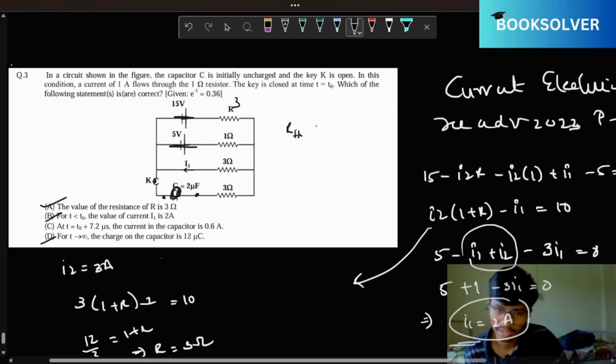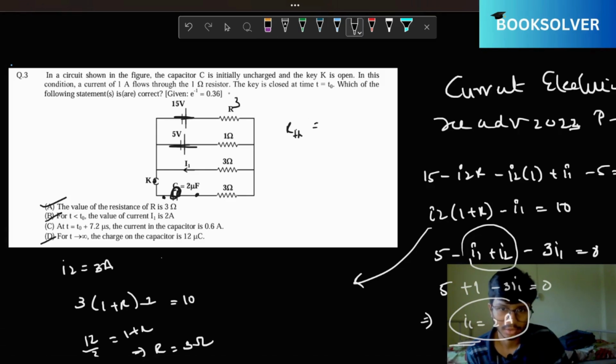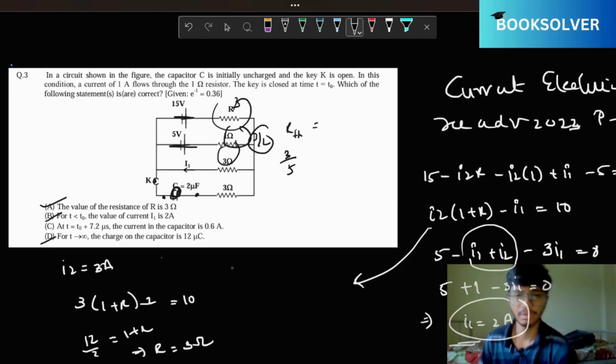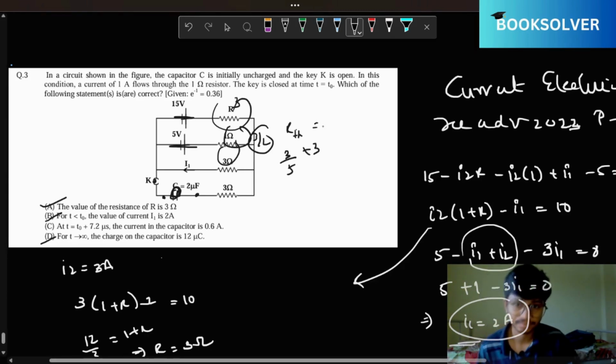R Thevenin, let's write it. R Thevenin is equal to 3 by 2, like 1 by R. From here we'll get 3 by 2, right? And from these two we'll get 2 by 3 plus 1. So we'll get 3 by 5, right? 2 by 3 plus 1 is 3 by 5. And that is in series with this. So 3 by 5 plus 3 is 15, and that's 18 by 5. So that is your R Thevenin.